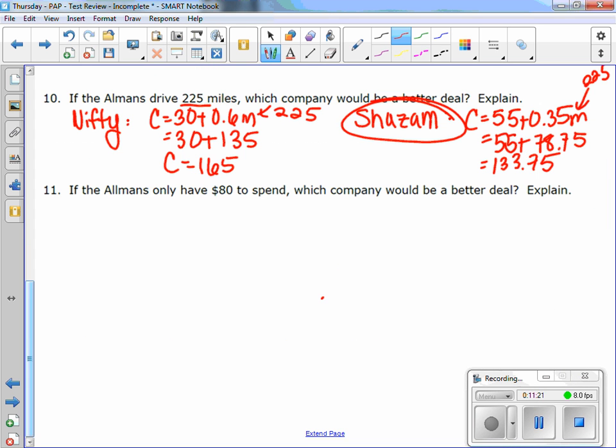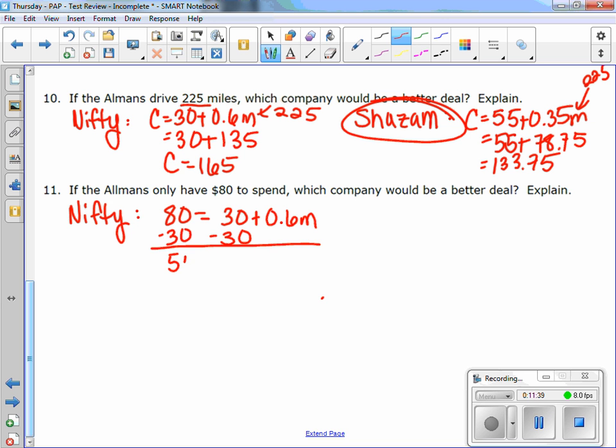Well, that depends on how many miles you can get for $80. So for Nifty, $80, that's your total cost, would have to be equal to 30 plus your cents per mile. So we're going to subtract 30 from both sides to get 50 equals 0.6m. So you actually have to divide both sides by 0.6 here to figure out your total miles that you could drive. So this would be 88 1/3 miles.